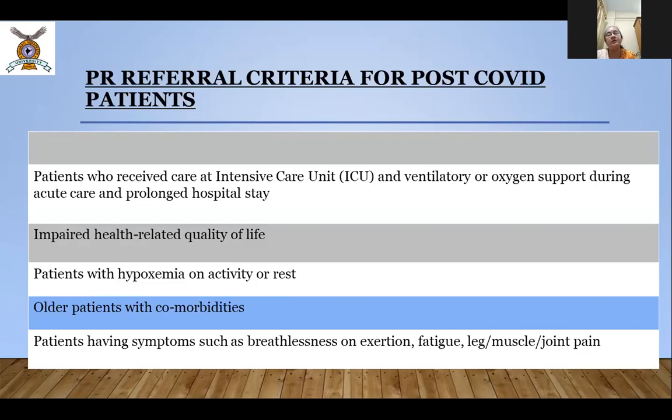And as per the criteria for PR referral, they had oxygen support during hospital stay. Their quality of life was impaired. Few of them had hypoxemia, comorbidities. So during our interaction with them, we decided, yes, they need rehab. Sally, next slide.